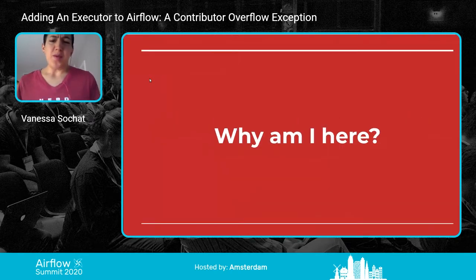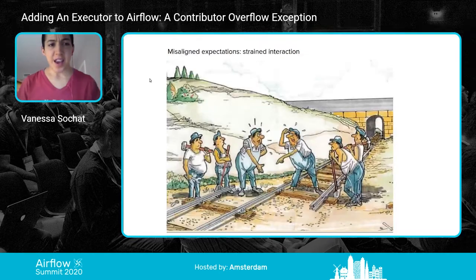But before that, you're probably wondering, why the heck am I here? Well, I'm here for the same reason that a lot of you are here, because we want to talk about community. Interacting with a new open source community is a really common experience when you're an open source developer. And when things go really well, everything's great. But when expectations are misaligned, you can have a really strained interaction that leads to bad things for the project. And so you're probably seeing a little bit of foreshadowing that this is what we're going to be talking about today. So without further ado, let's start this story.